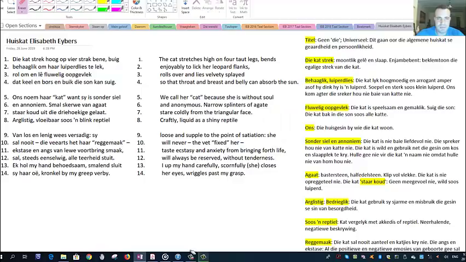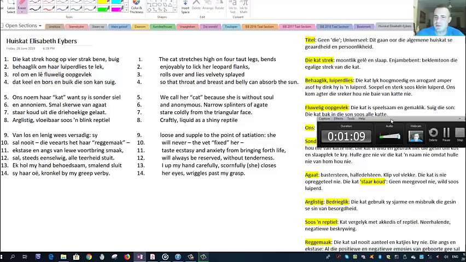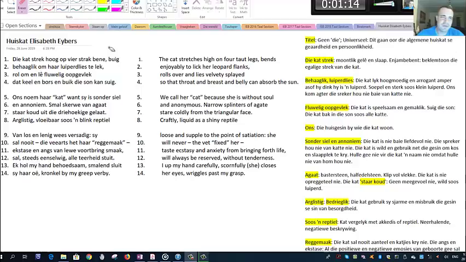Let's get into the poem here. Huiskat is a house cat. Okay, so that's what the poem's about. Typical Elizabeth Eybers, very skillfully written. You'll see, and pretty cool poem. So let's make the best of it.